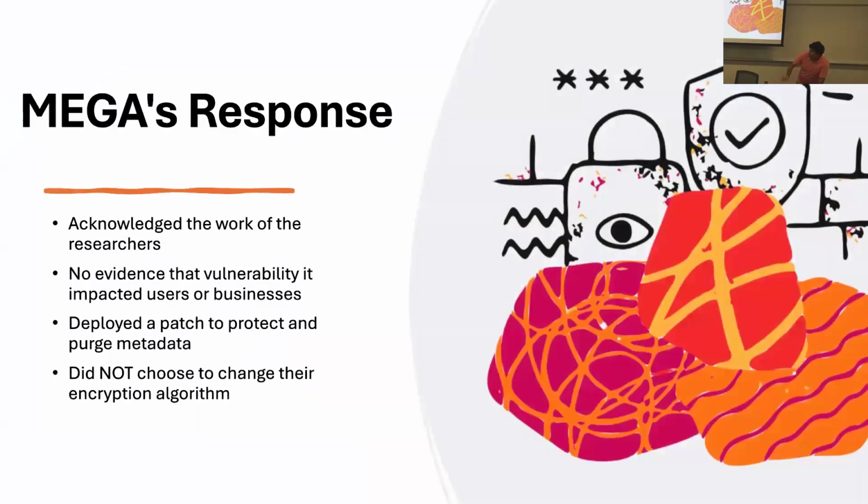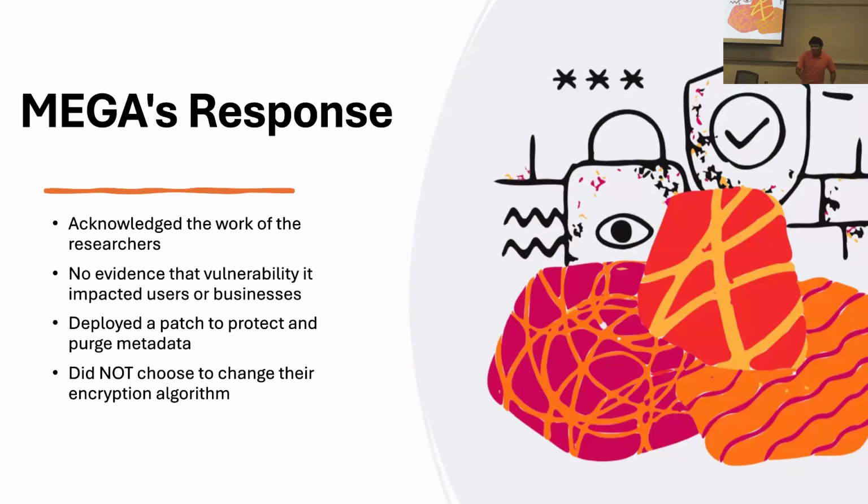So what was Mega's response to all this? Number one, they acknowledged the work of the researchers, which is always good, because security researchers do a lot of work. But they found no evidence that this actually impacted someone, which, yeah, 512 times. I'm not trying to sit there and watch that. But they deployed a patch.